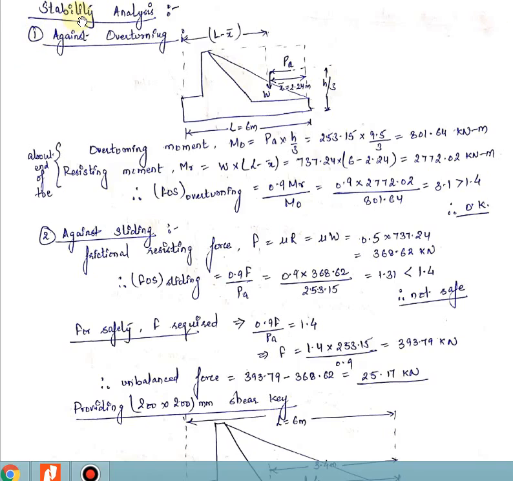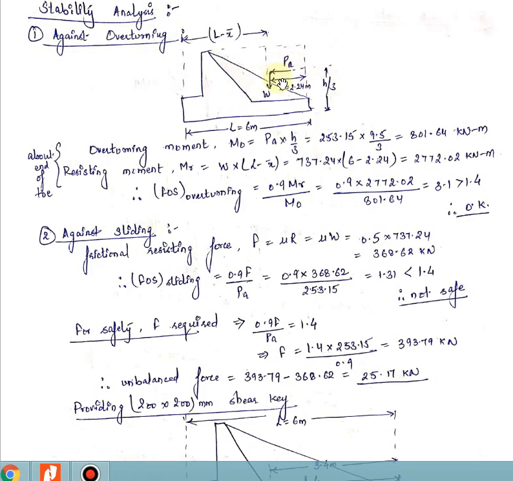Now the third step that we do is the stability analysis in the design of the counterfort retaining walls. So just like we did in the stability analysis of the cantilever retaining walls, we will do the same stability analysis here also. So the first stability analysis that we do is the stability analysis against overturning.